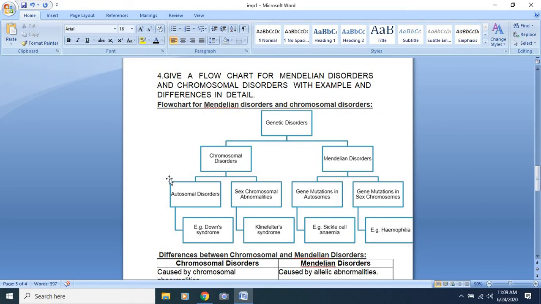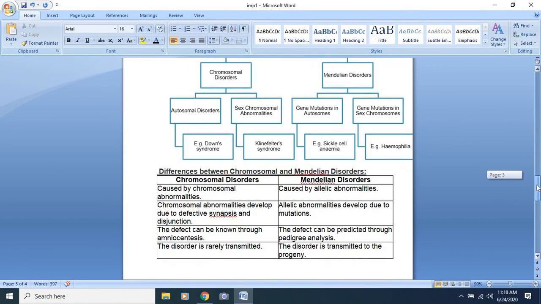If the question is asked to describe the flow chart between the chromosomal and Mendelian, you have to draw this chart and the main differences between them. So what are the main differences between chromosomal and Mendelian disorder? They are caused by chromosomal abnormalities. Now students, what do you mean by chromosomal abnormalities? Chromosomal abnormalities means either one less chromosome is there or one more chromosome is there. So this is referred to as chromosomal abnormality.